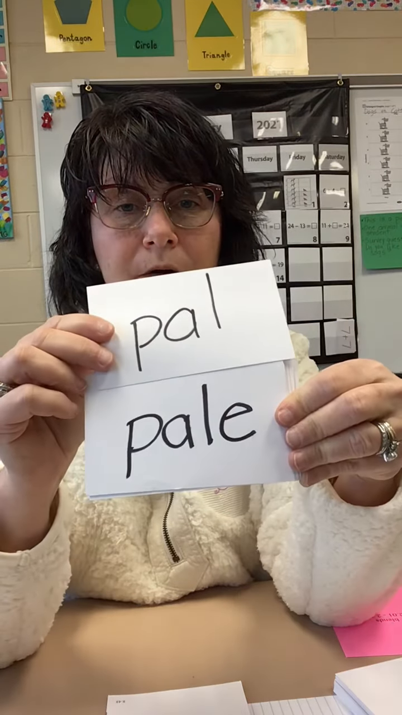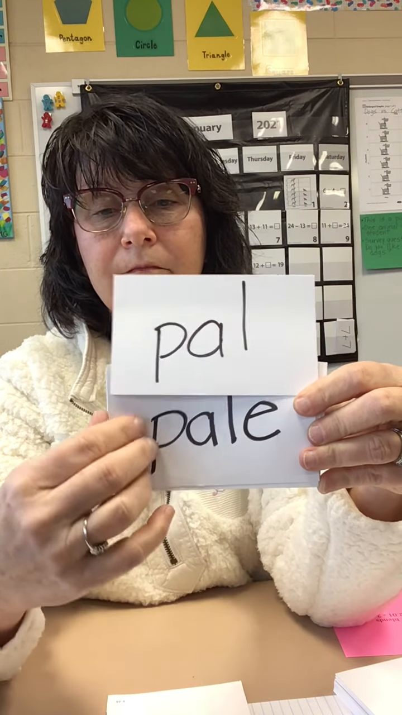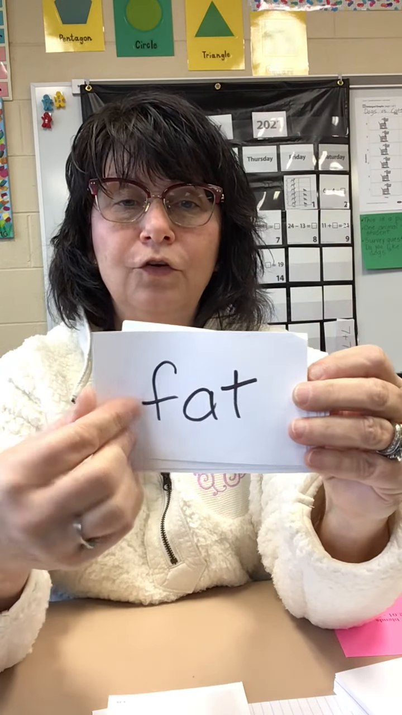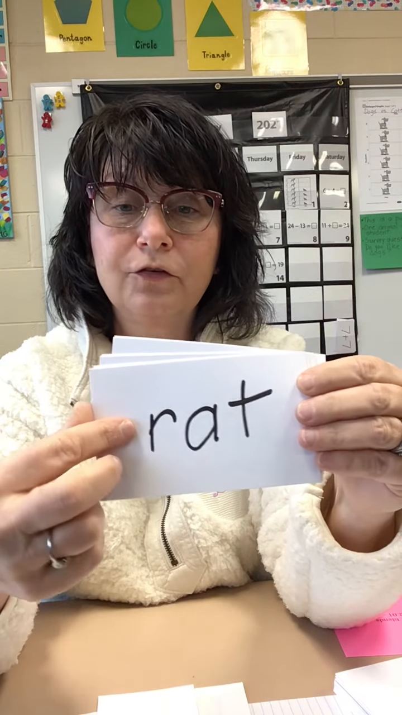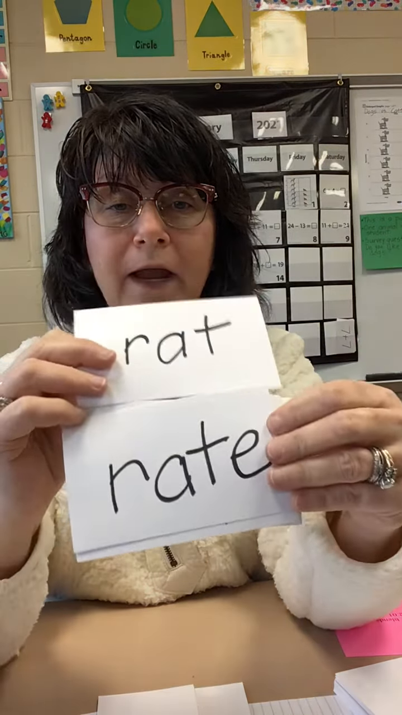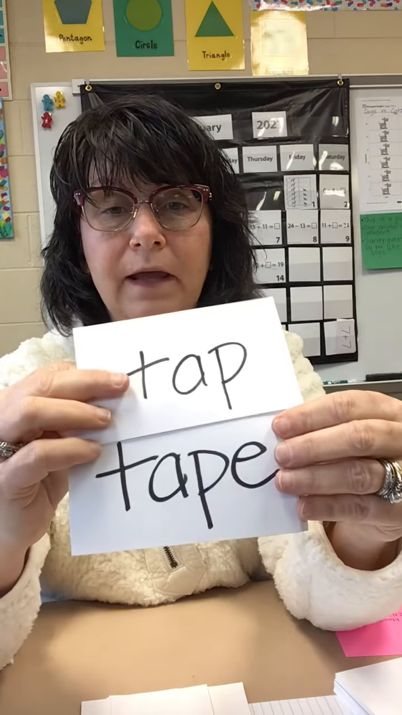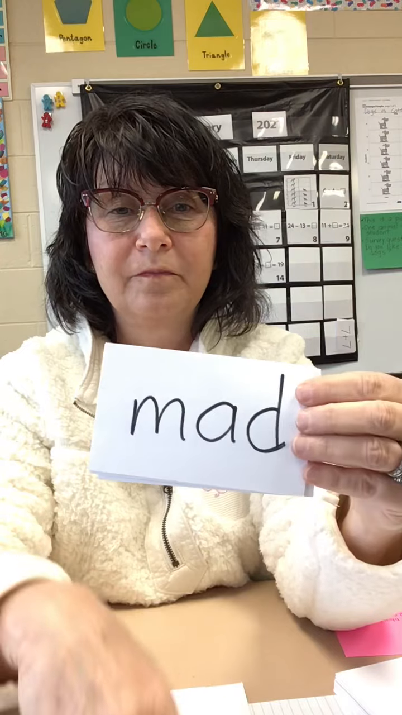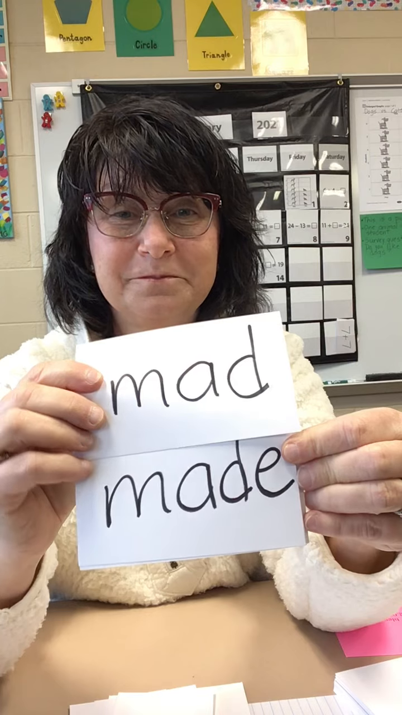Pal turns into pale. See how it says A and A. Fat turns into fate. Rat turns into rate. Rate means the speed that you do something. Tap turns into tape. And mad turns into made. Good job. That's the silent E.